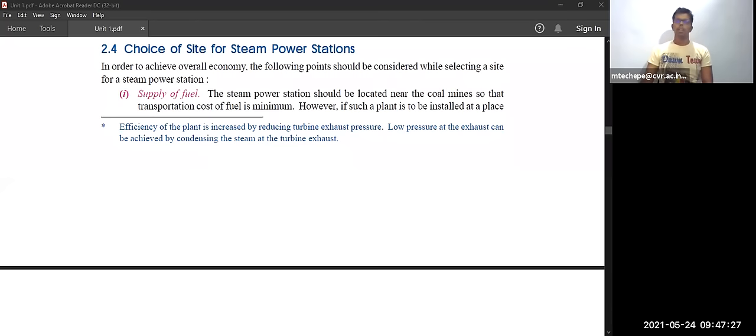Also, if you want to construct the steam power station, you need to buy a very huge area. Acres, 20 acres, 30 acres you have to buy. Then only future expansion is easily possible, if suddenly you are going to increase the generation.